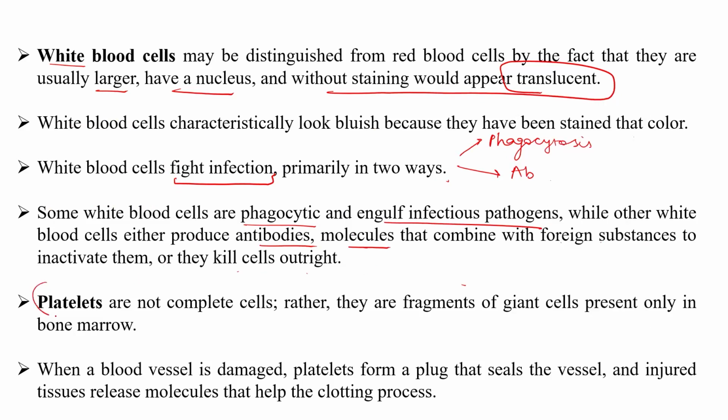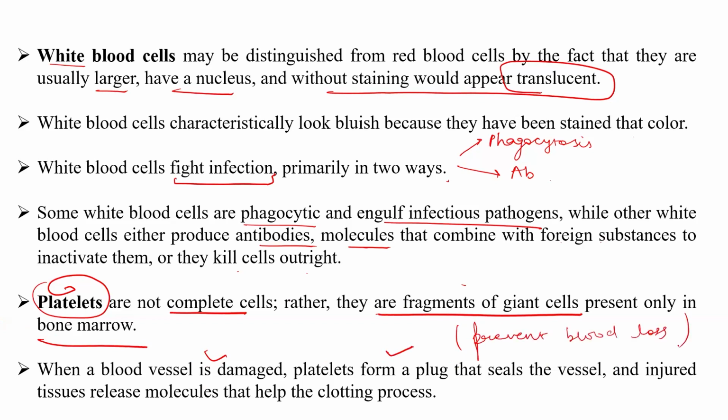The next composition of the blood cells is the platelets. Platelets are not complete cells, rather they are fragments of the giant cells which are present only in the bone marrow. When any blood vessel gets damaged, platelets form a plug that seals the blood vessel. Therefore, the main function of the platelets is to prevent blood loss.